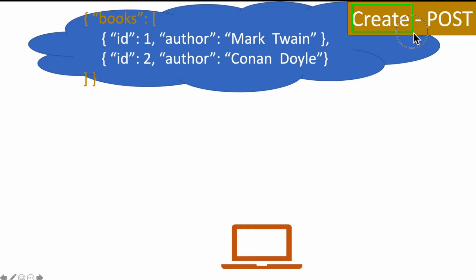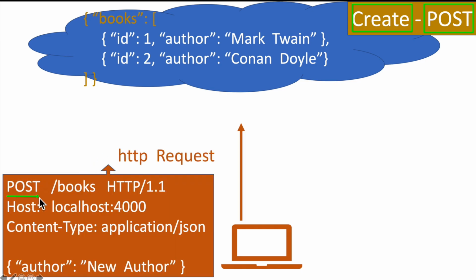Next, let us create a book record. And to create a book record, we need to use the POST HTTP request method. So our HTTP request will be POST /books followed by HTTP/1.1 followed by the header fields that we have seen previously. And below the header fields, we'll have an empty line. And below the empty line, we'll have a message body, which consists of some JSON.